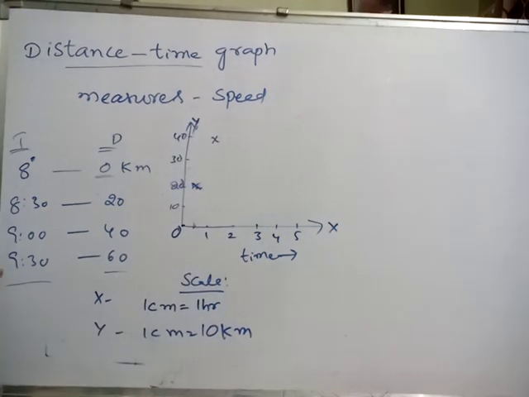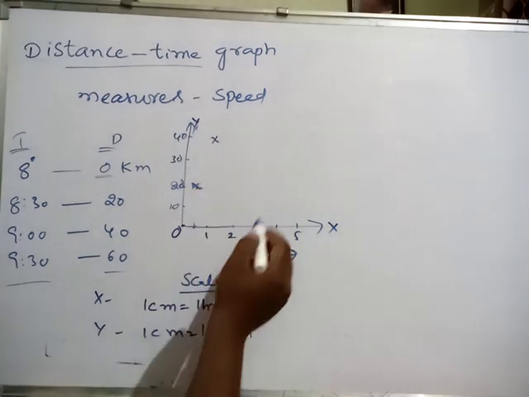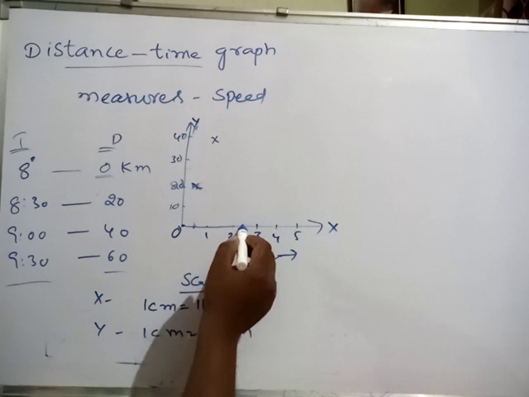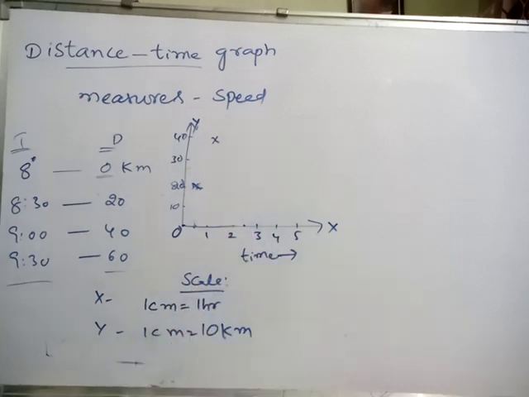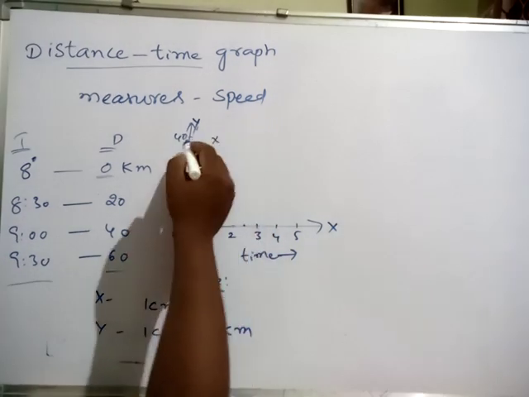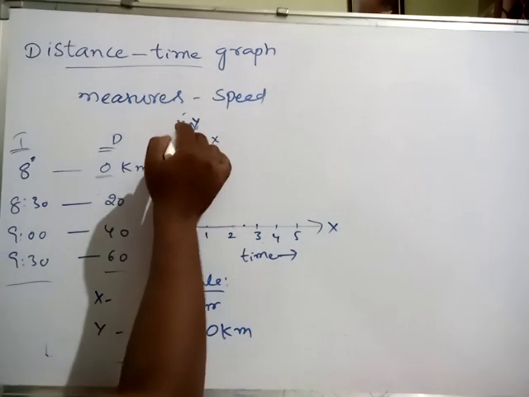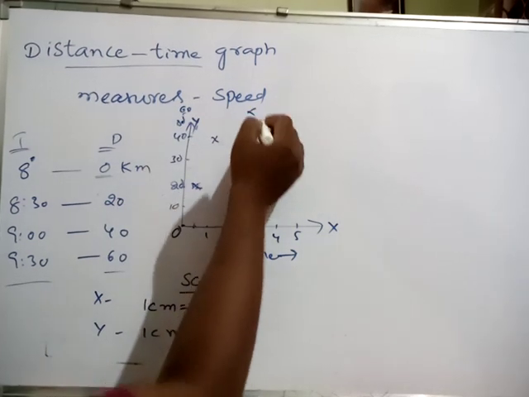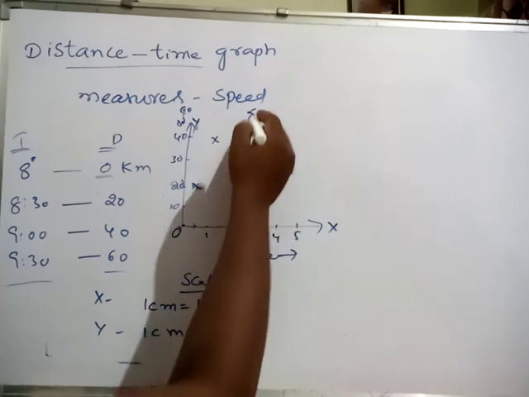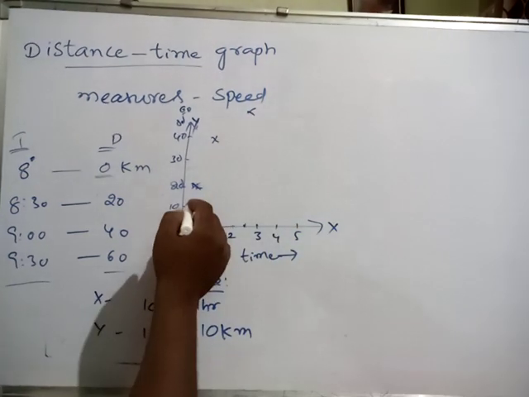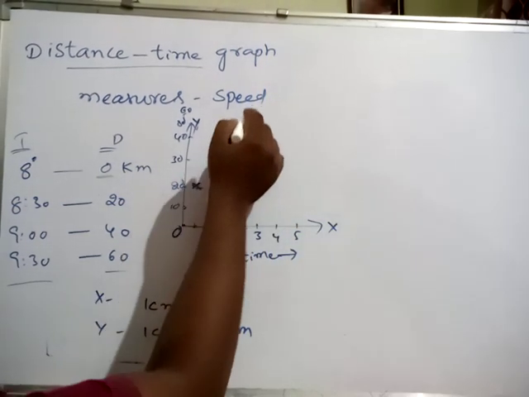And 9:30 means 1.5 hours, so how much will it be here? 60. It is up to here, because this is 40, next it will be 50 and here 60. See, like this we have to place the marks.